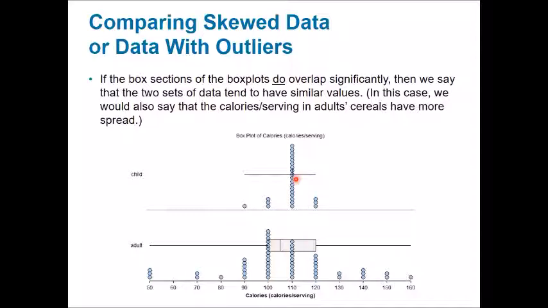The box plot for children's cereals looks strange because the box has been smushed into a single line. That's because Q1 and the median and Q3 all have the same value. For this particular example, we would also say that the adult cereals have a much larger spread than the children's cereals.